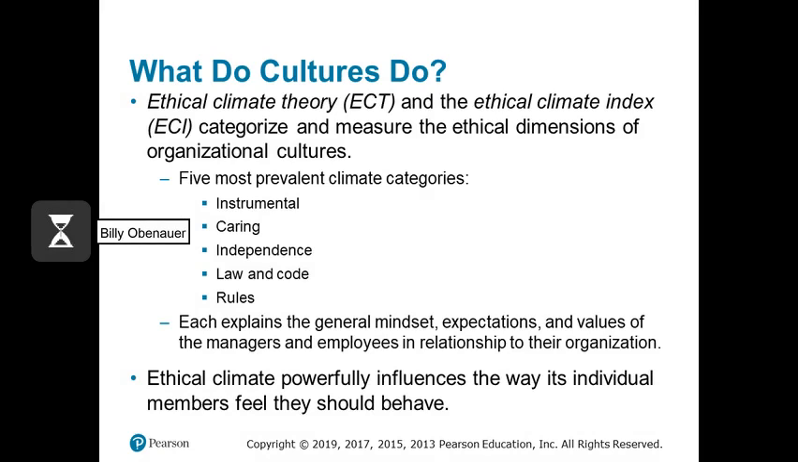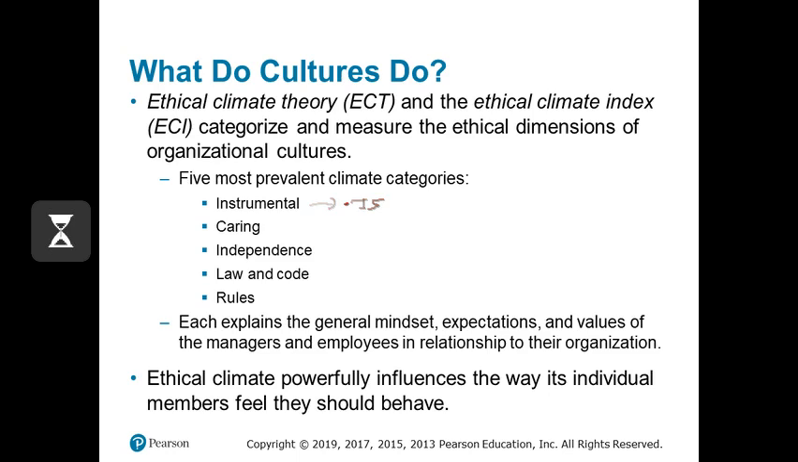Now, ethical climate theory tells us that there are five prevalent climate categories within an organization that pertain to ethics. The first category is instrumental, and an instrumental climate is one where managers treat employees and other members of the organization as if they are constantly looking out for their own best interests. So we look at people as if they're looking out for themselves and not the organization. Not surprisingly, the instrumental climate is related to lower levels of job satisfaction. So when we have an instrumental climate, we tend to find that people are less satisfied in their work than they are in other climates.